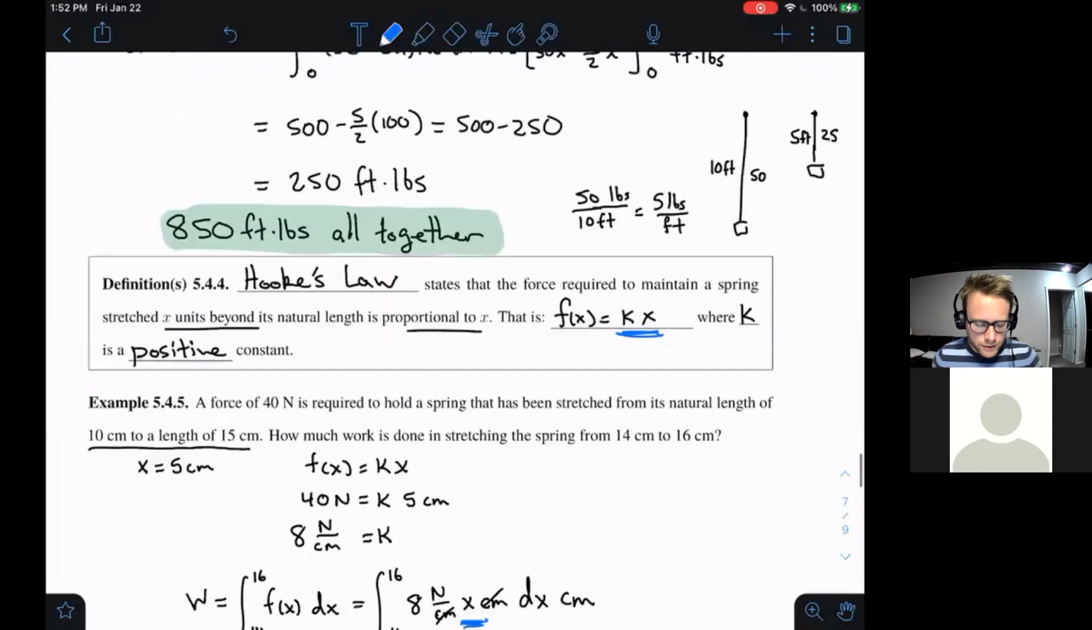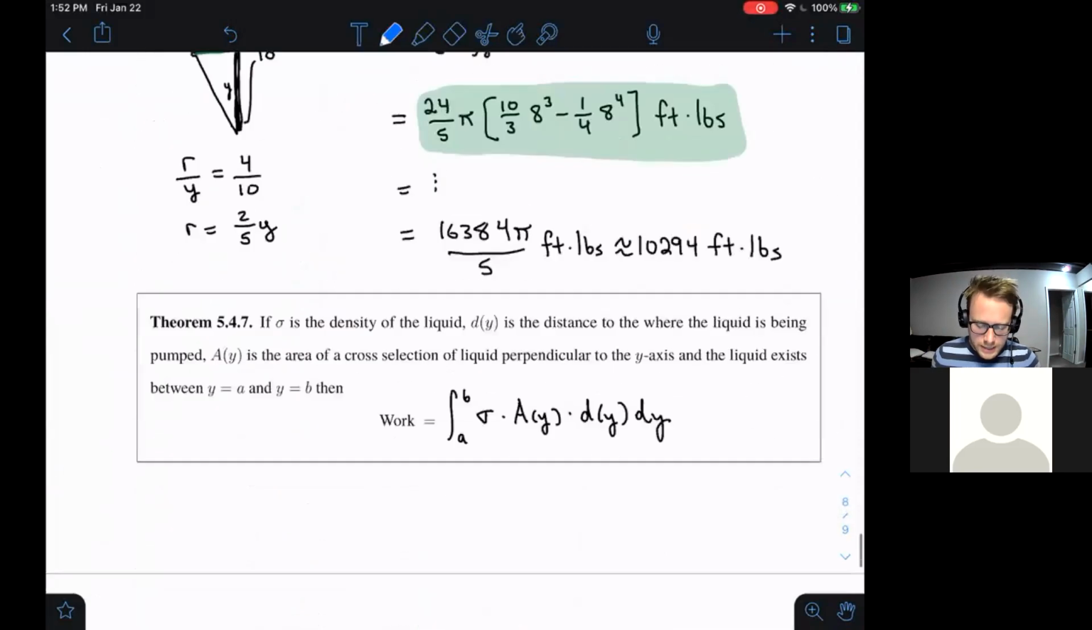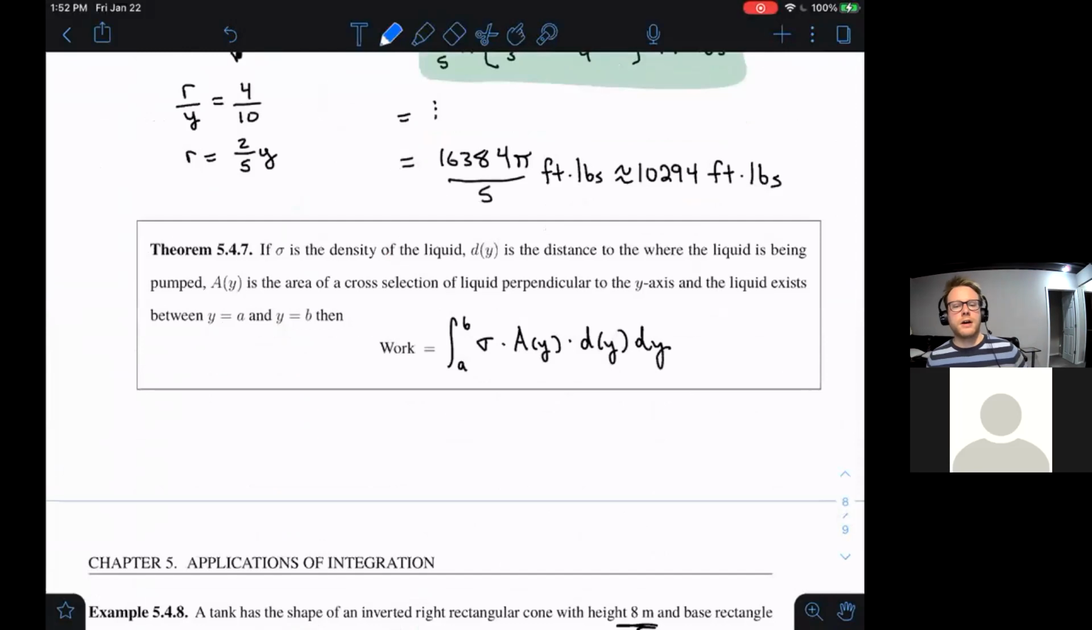And then finally, the third type of question are these liquid pumping problems, where you have some pump pumping liquid, and you want to know how much work in total it takes to get this out. This has an additional equation right here that you should have well memorized, especially as you move to do the WebWork homeworks.